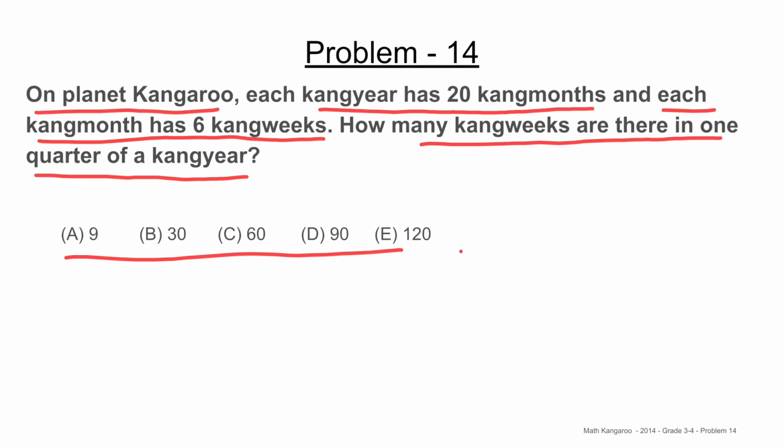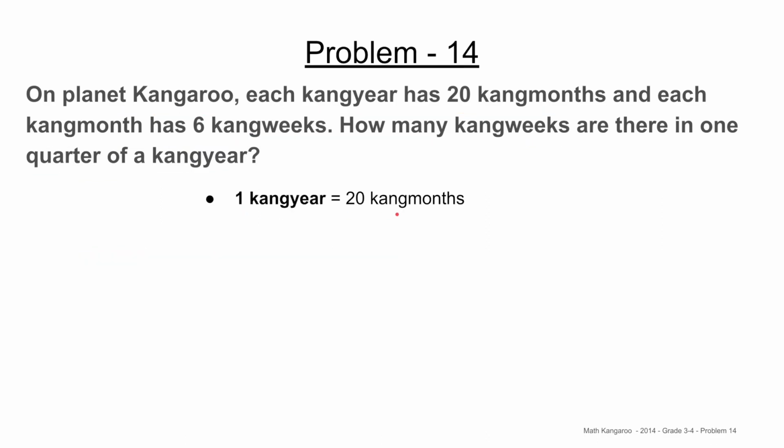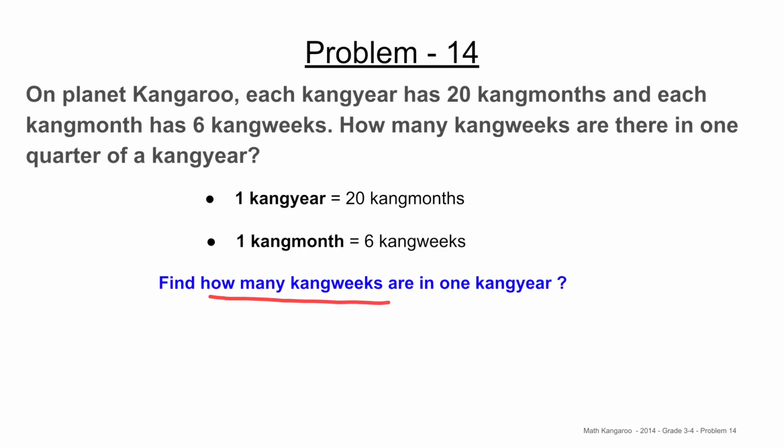First, we need to understand the information given to us. We know 1 Kang year is equal to 20 Kang months. We also know 1 Kang month is equal to 6 Kang weeks. Now we have to find out how many Kang weeks are in 1 Kang year. Let us go deeper into it.